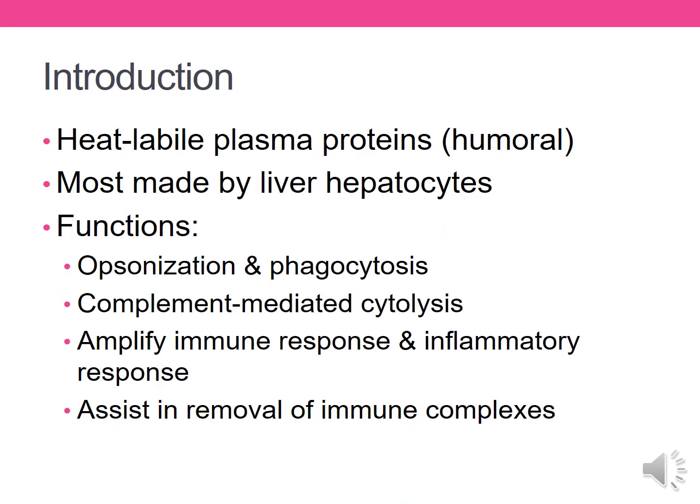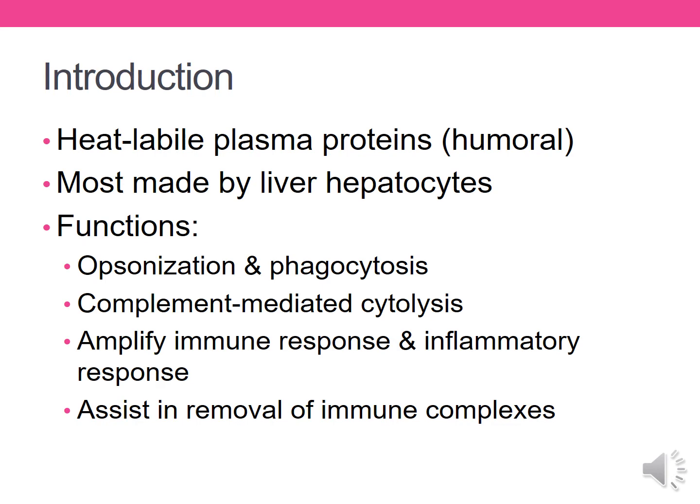When we talk about heat-labile proteins, these are the proteins that can be changed or destroyed in high temperatures or high heat. Heat-stable means they can withstand high temperatures to a certain degree, and heat-labile means they can be destroyed at high temperatures. Most of these heat-labile plasma proteins are made by the liver.